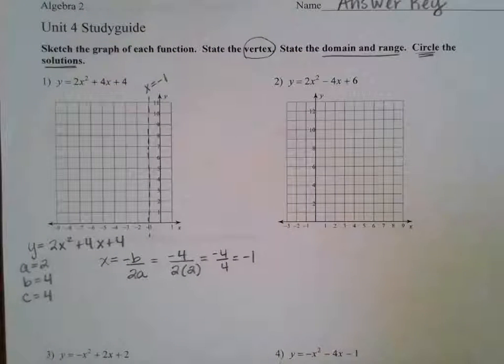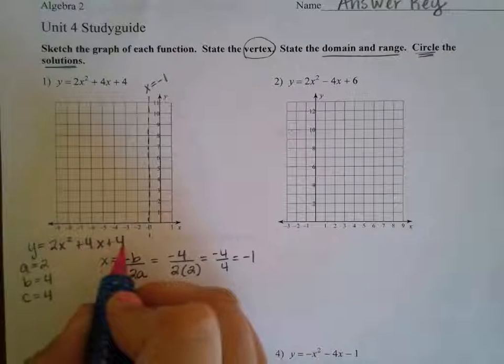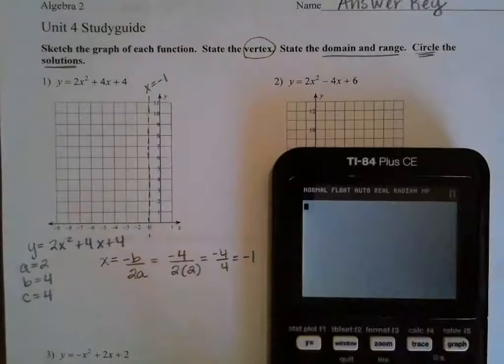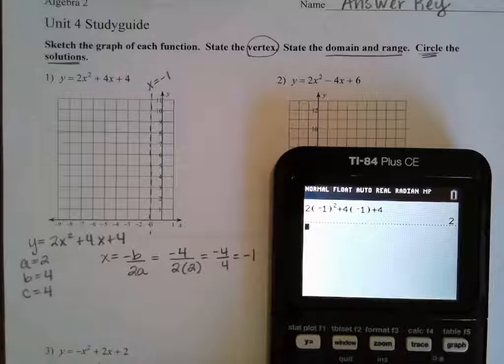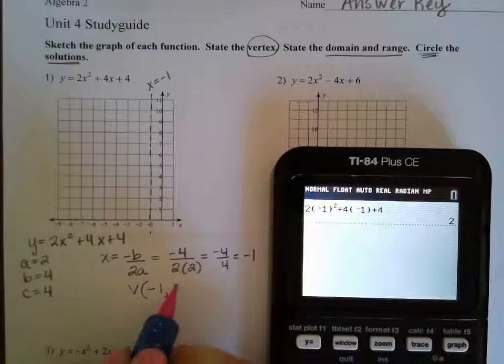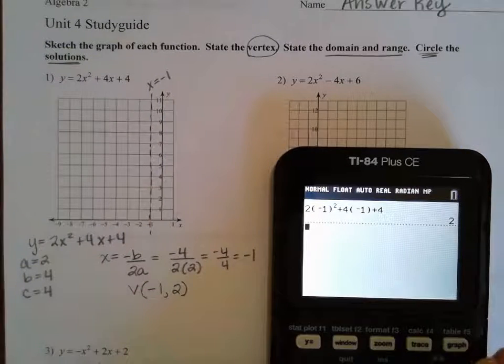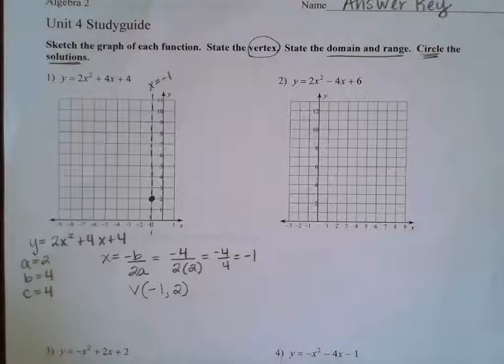Now, to find the vertex, I'm going to take this negative 1 and I'm going to plug it in everywhere that I see an x. Okay, so I'm going to use my calculator for that. So we're going to do 2 parentheses negative 1 squared plus 4 times negative 1 plus 4 and hit enter. And I get my answer is 2. So that means that my vertex, V for vertex, is negative 1, comma 2. I'm going to plot that point. So that means we go over negative 1, up 2. I'm going to put a dot right here.